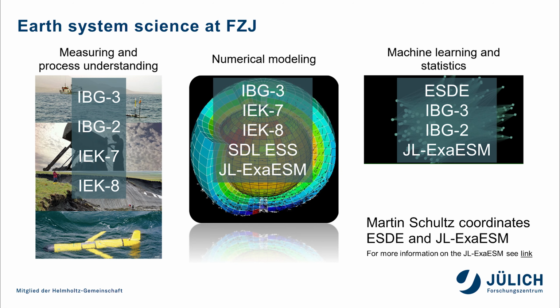To put this into context of what's going on here in the Jülich Forschungszentrum, the measuring and process understanding is really the core domain of the Earth and Environment Institute. So the Institute for Biogeochemistry 2 and 3, and the Institute for Energy and Climate Research 7 and 8. They're looking at plant and agricultural processes, that's IBG 2 and 3, and tropospheric and stratospheric chemistry, that's IEK 8 and 7.